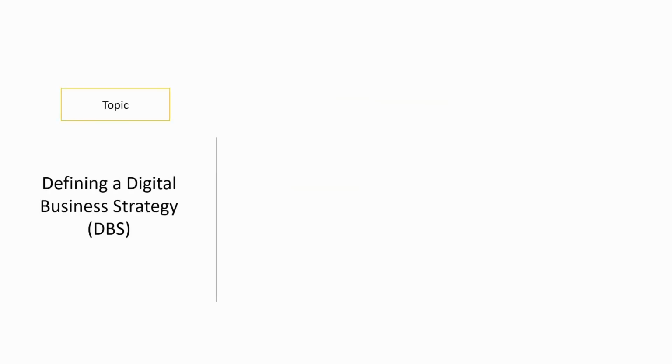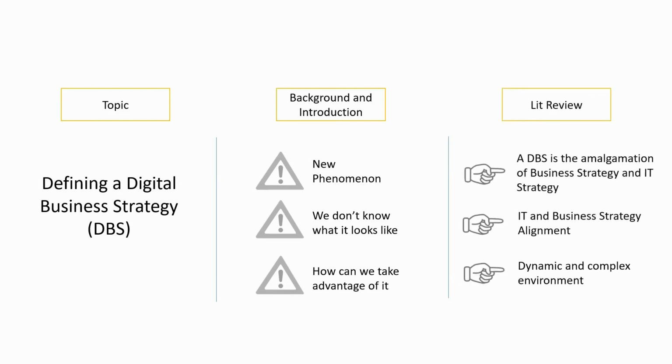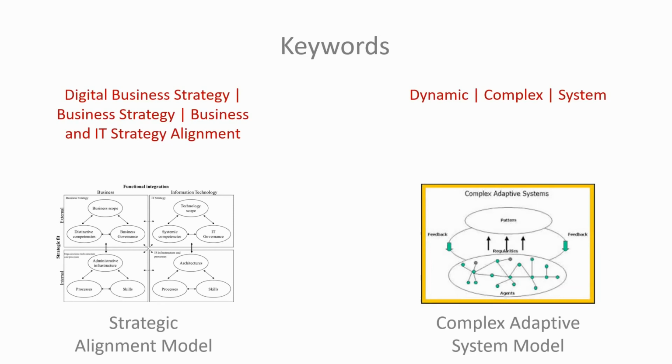Just a recap on the study that we are using as an example. The aim of our research is to define a digital business strategy. The issue is that we have spotted this new phenomenon, but we don't quite know what it is or what it looks like, and we don't quite know how to create or use it. Because this is new, not a lot of research has been done on the phenomenon, but the bits and pieces that we gathered from existing literature state that the DBS is an amalgamation of business strategy and IT strategy. This means that business and IT strategies must be aligned. In addition, the DBS is mostly spotted in dynamic and complex environments or systems. Based on our keywords, we have identified the strategic alignment model and the complex adaptive system model as frameworks for our study.